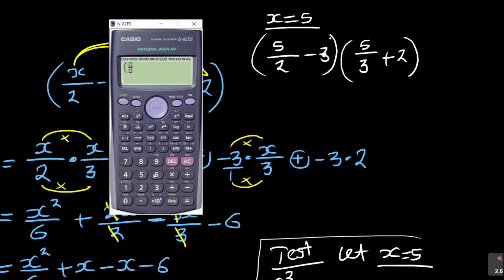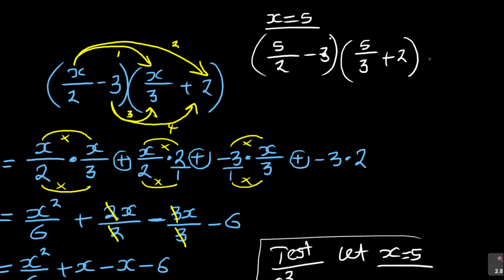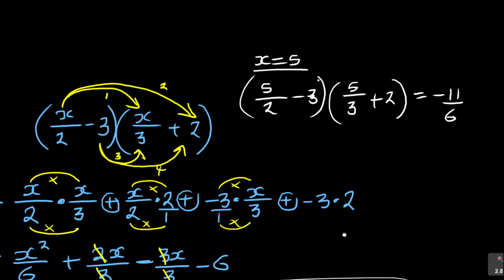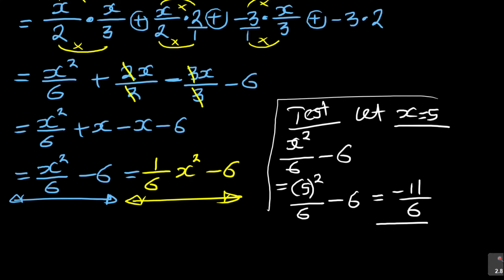So you have here 5 over 2, and then it's minus 3. Close the bracket, and then what do you have? Fraction again, 5 over 3, and you had plus 2. Right, then if you say equal to negative 11 over 6. Now if you check, that's what we got, negative 11 over 6, negative 11 over 6. It means you can be rest assured your answer is what? Is correct. This means you are correct.